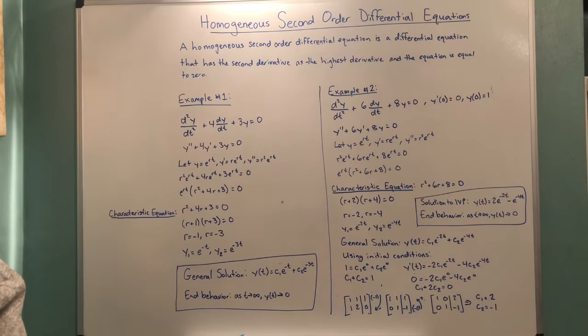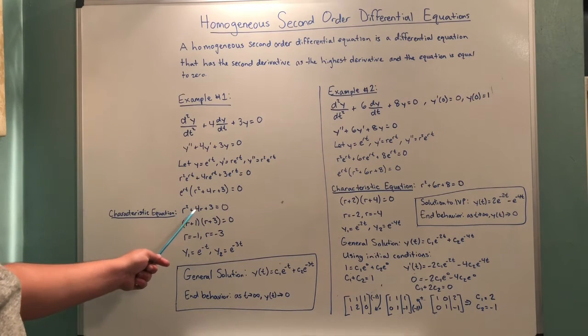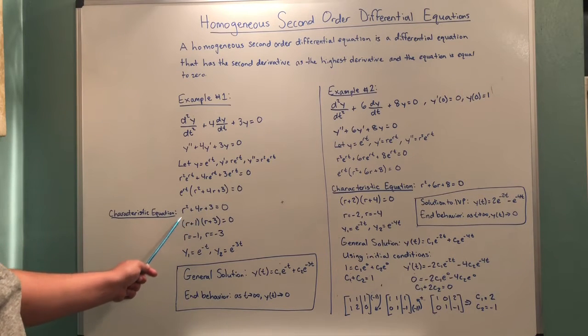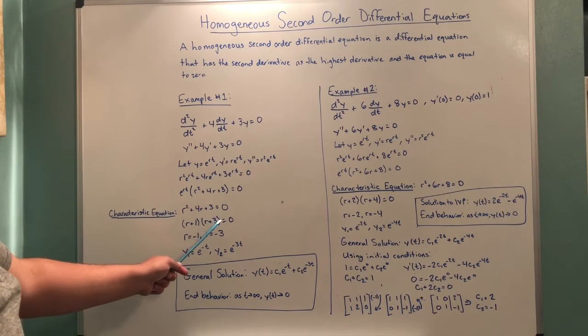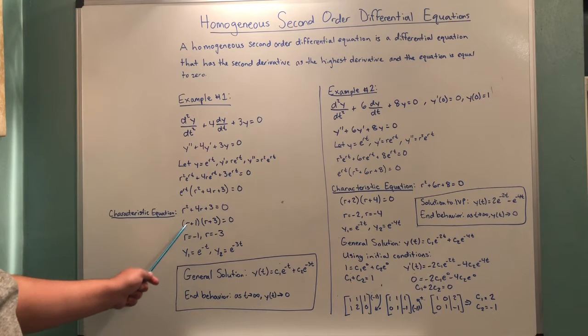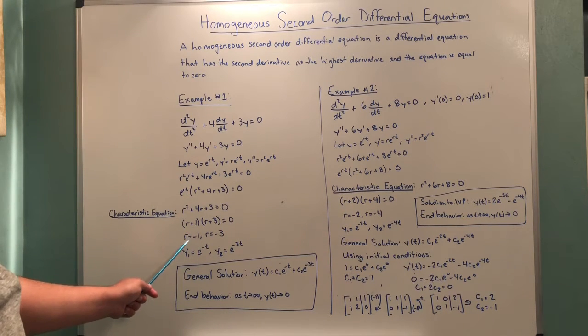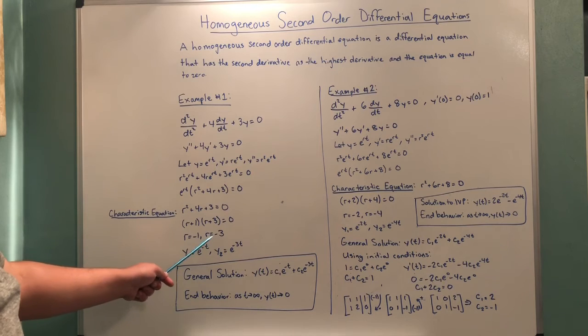The quadratic formula will also work, or we could just see that 1 plus 3 makes 4, so r plus 1 times r plus 3 is equal to 0. We find that we get two powers. r is equal to -1 and r is equal to -3.